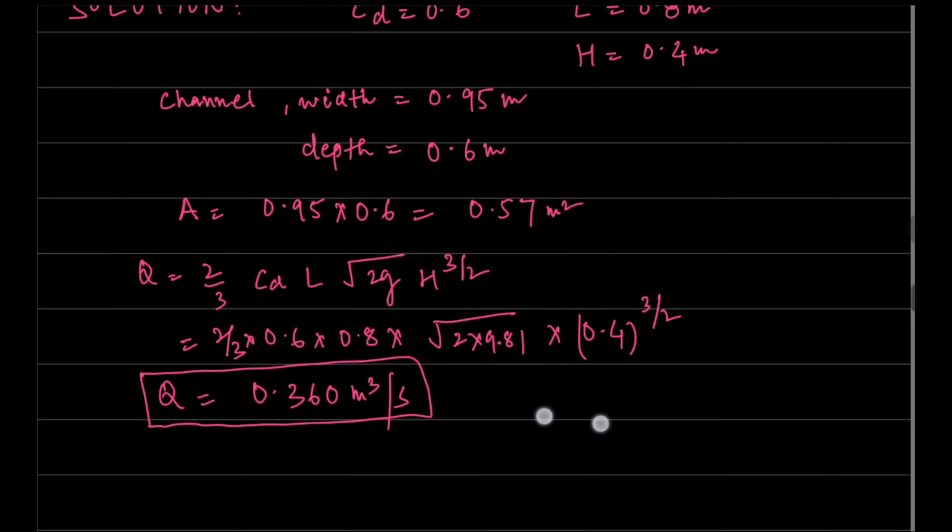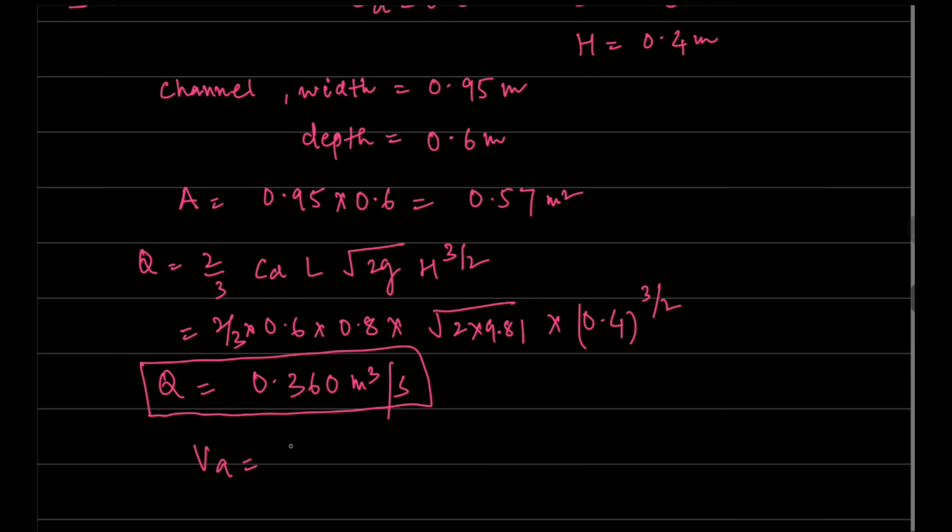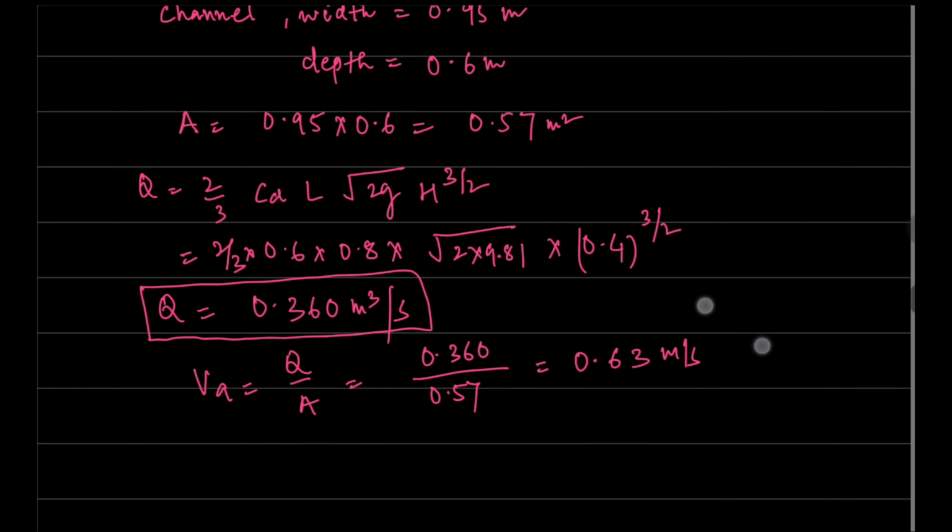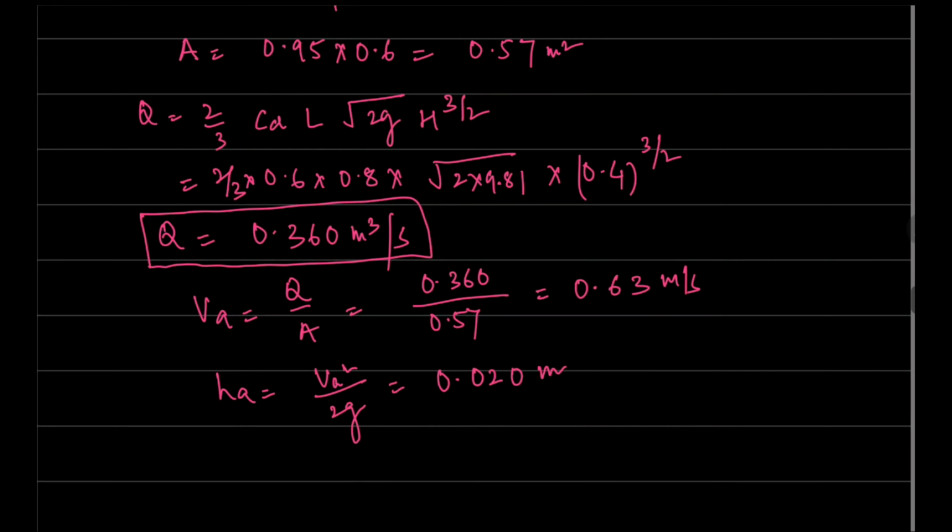Now using this Q value, we can figure out the VA. So VA is equal to Q over A. So Q is 0.360 and A is 0.57. So this gives a value of 0.63 meter per second. Corresponding to this VA value, we can figure out HA, that is VA square divided by 2G. So this value is coming out to be 0.020 meter. So that is the HA.